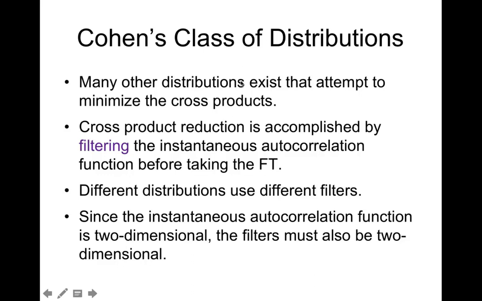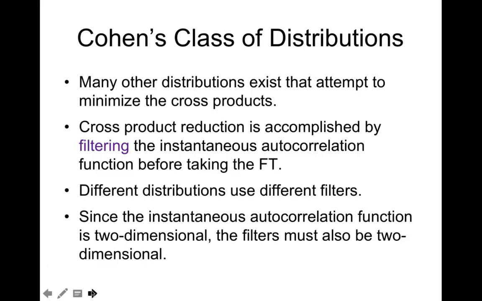Now there are other distributions that exist beyond the Wigner-Ville and the use of the Hilbert transform. There are other ways that you can get at this, and in this case, the cross product reduction is accomplished by filtering the instantaneous autocorrelation before you take the FFT. So let me repeat that. Basically, we're going to reduce cross products by filtering the instantaneous autocorrelation function before we take the FFT. And we do this with just a distribution filter that's included in that integral in the Cohen's class of functions.